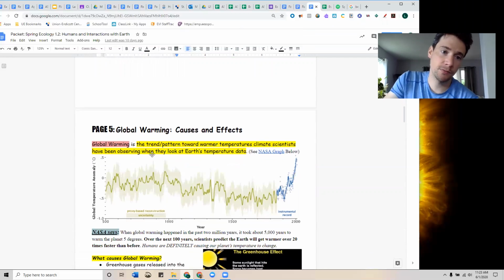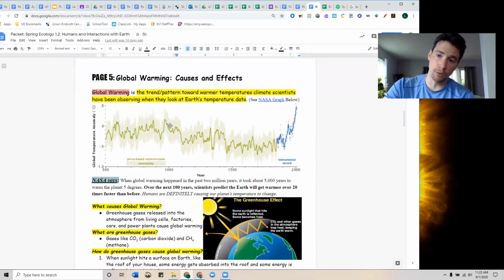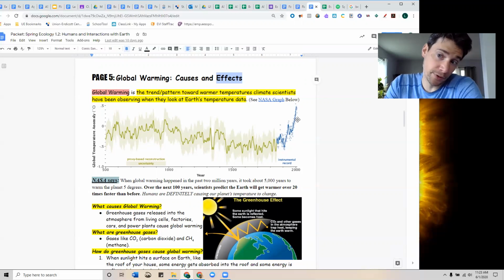Page 5. So now we're going to talk specifically about global warming, the causes, why it happens, and the effects. What happens after global warming happens? So this is what causes it to happen, and this is what happens because global warming is going on.